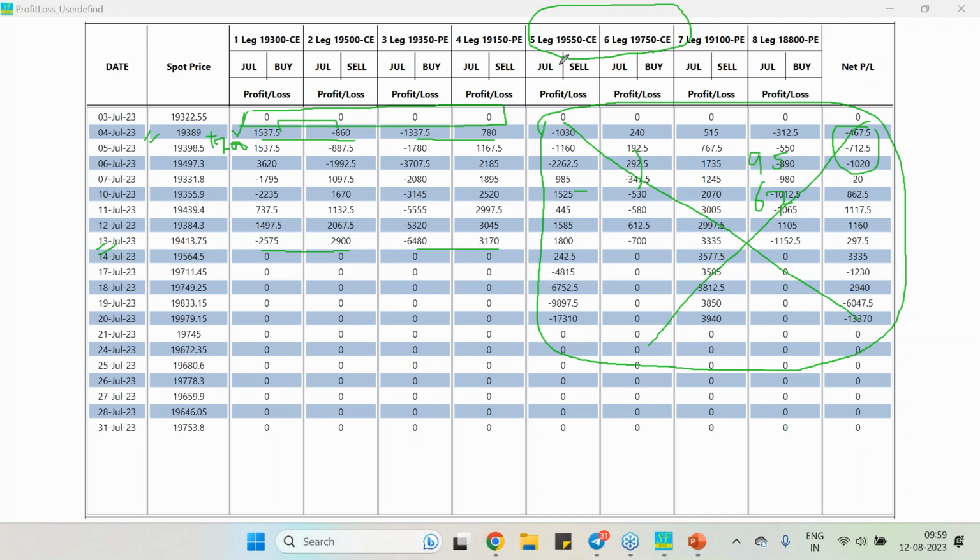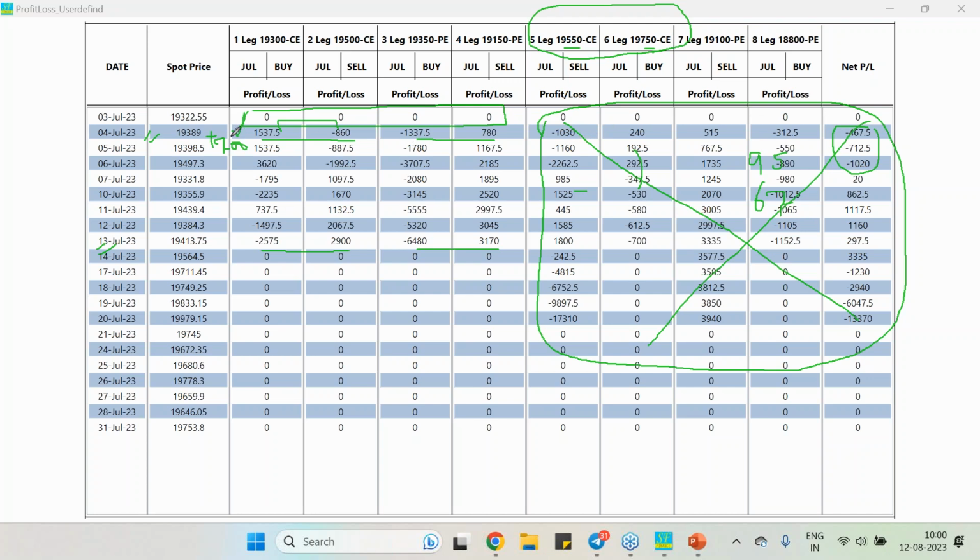Staged entry means the 19,550 call is sold and the 750 call is bought, or any higher strike, 600 sold, 500 bought, whatever it is, we have done that order. So post-adjustment we are doing, and by this process what will happen?